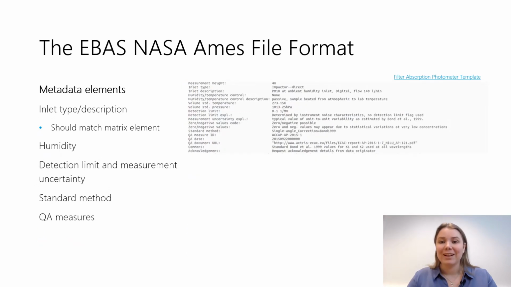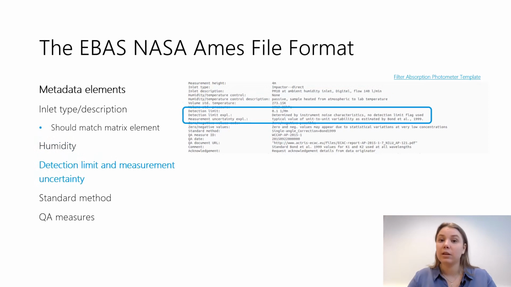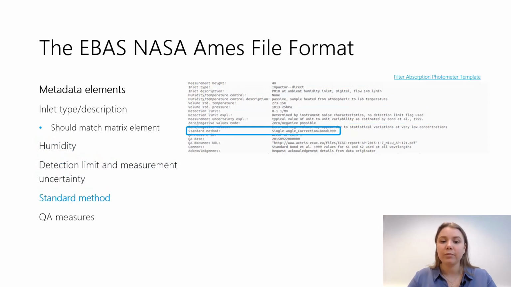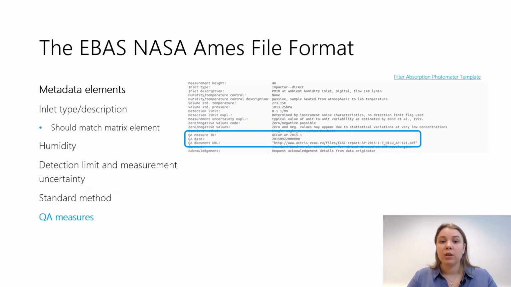There are even more metadata elements. It's the inlet type or description. This should match the matrix element. So if you have matrix PM10, the inlet needs to be a PM10 inlet. Then you have humidity control of the measurement, detection limit and measurement uncertainty, the standard method or standard operating procedures, SOPs, and lastly, quality assurance measures. Currently known QA measures and SOPs can be found in the EBAS data submission manual.